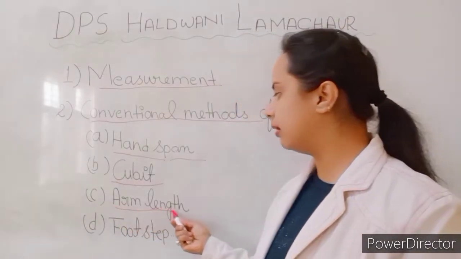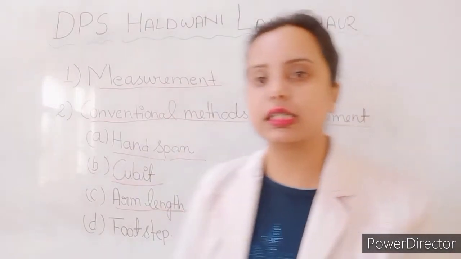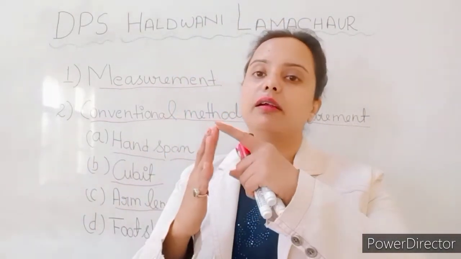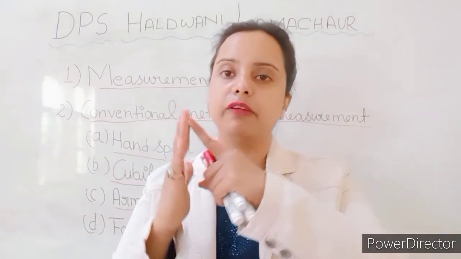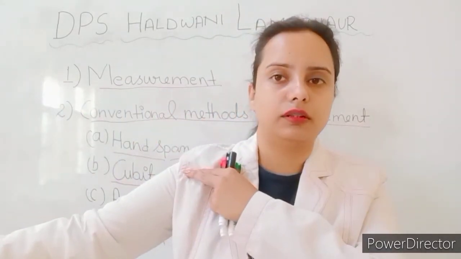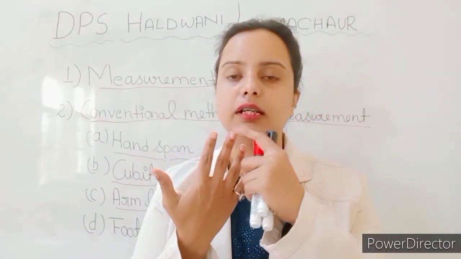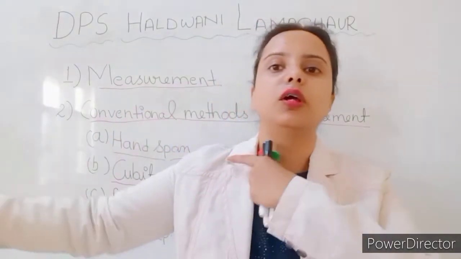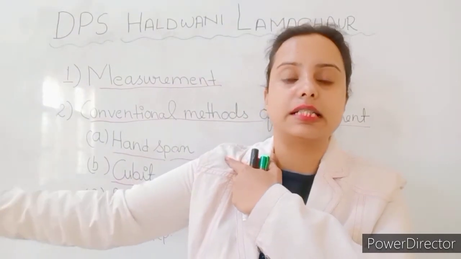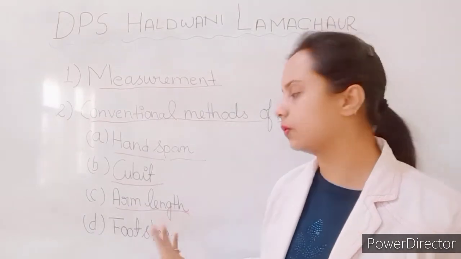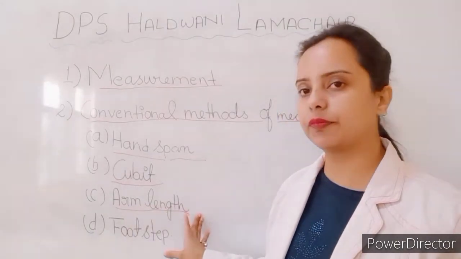The third method is the arm length. Arm length means the length from the tip of the middle finger to the shoulder. This is known as an arm length.